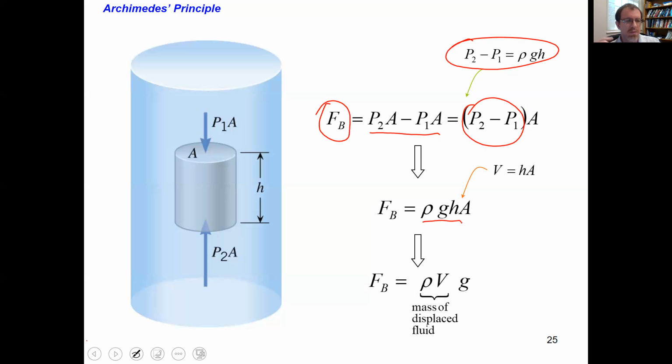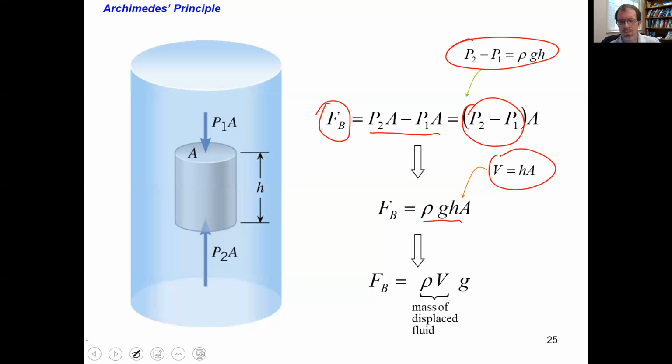Now, let's see. If I've got the area of maybe the top face of this cylinder, and then I've got the height of the cylinder, the volume of the cylinder is just going to be area times height. So let's plug volume in there for area times height. And what do we see? Well, now we've got our buoyant force is equal to rho times V times g.